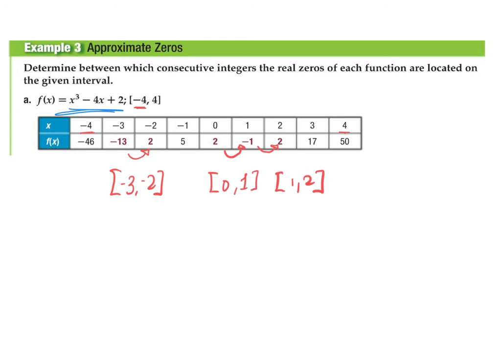So using this idea, this makes sense because if we were to graph this function, we would see some zeros in between these numbers. However, because it's not going to be exact, we are using this method to determine that there are zeros present in between these numbers. So there are 3 possible zeros.